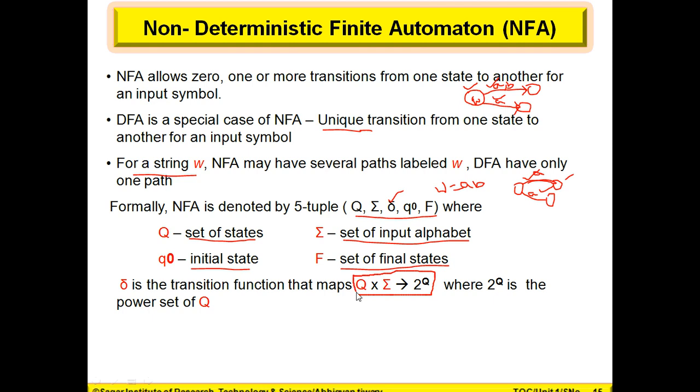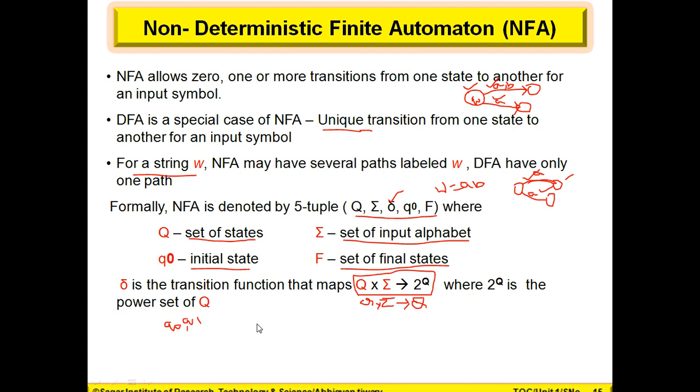In case of a DFA, what happened? We have this Q, we have this sigma, and it is going to map to this Q, the set of states. In an NFA, it maps to 2 to the power Q, which is the power set. So what is the power set? The set of all the subsets. Let's try to figure it out. Let us suppose that in an NFA we have two states, that is Q0 and Q1 only.